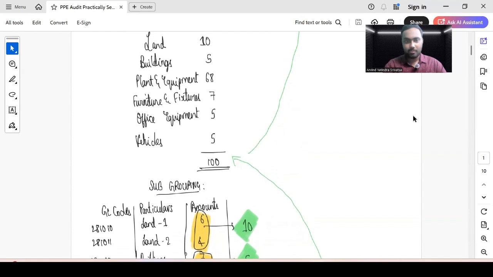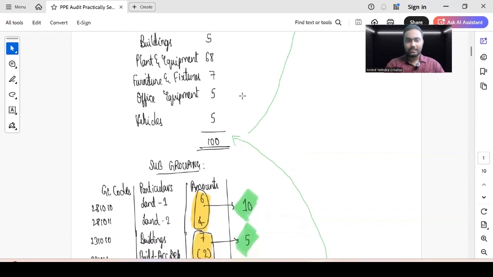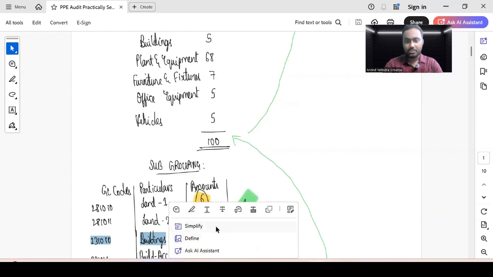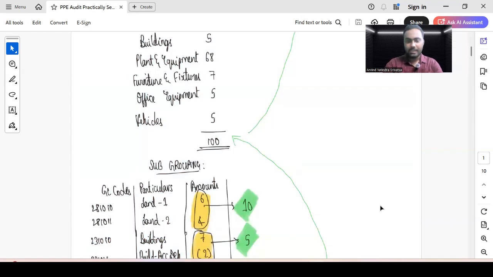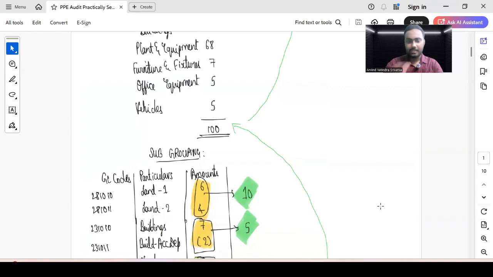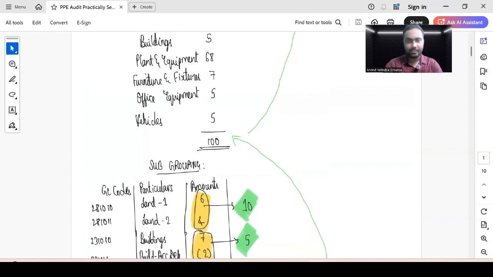So basically, we saw that the amount of land was 10 rupees. Let's say there is a GL code called 281010 for land. Let's say land 1 is of 6 rupees. Let's say there's 281011. Land 2 is of 4 rupees. So 6 plus 4, it would add up to 10. Okay, next buildings. So we have buildings of 5 rupees. Let's say we have the GL code 231010 for buildings, and it's of 7 rupees. So 7 rupees is basically the gross block value. And if I just come down a bit, we have building accumulated depreciation, that is GL code 231011 of -2. So 7 is the gross block, 2 is the accumulated depreciation, and we have a net book value of 5 rupees, which is what is basically getting reflected here.